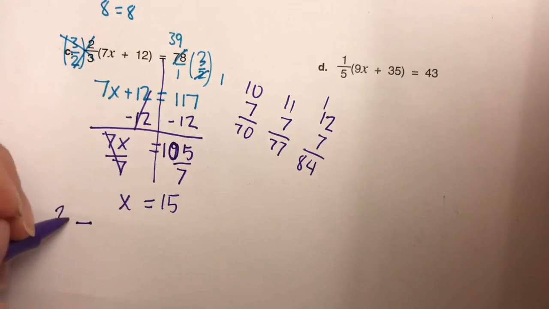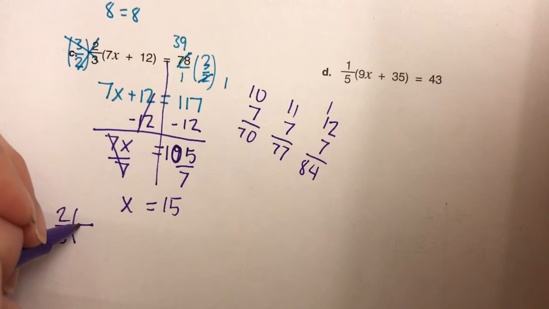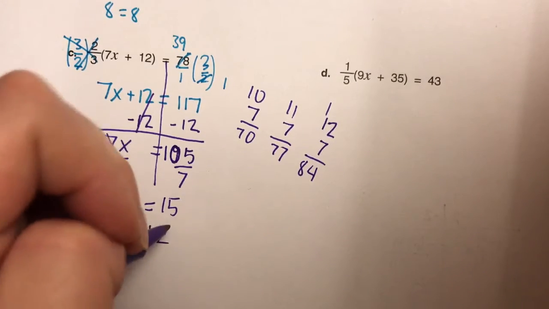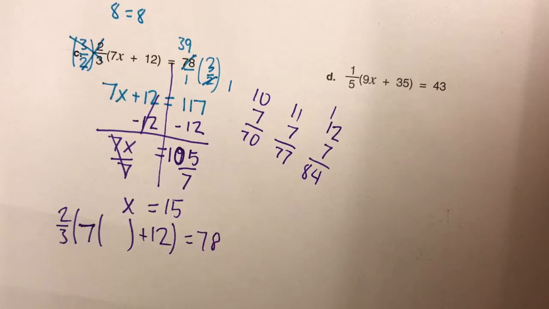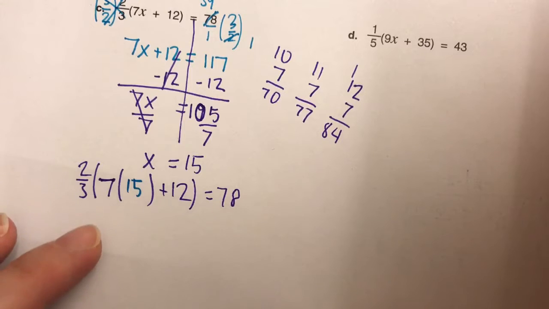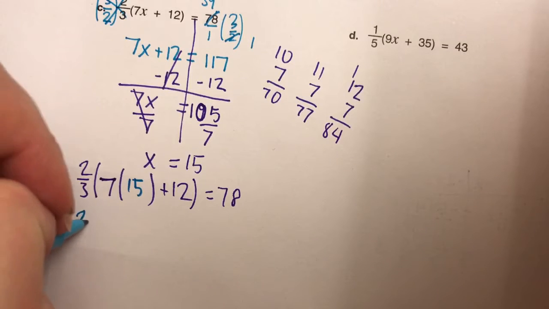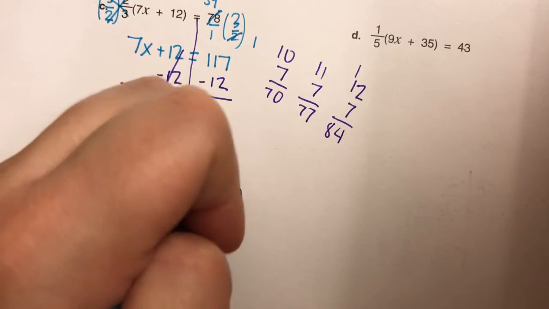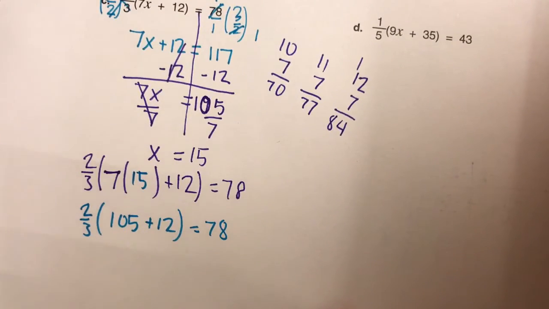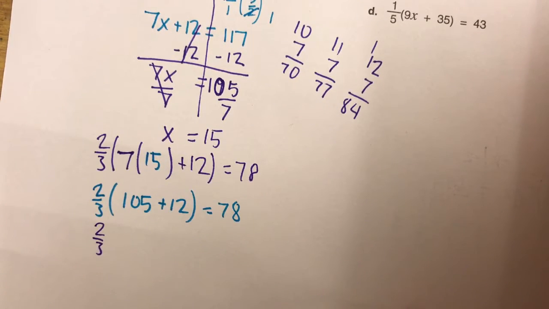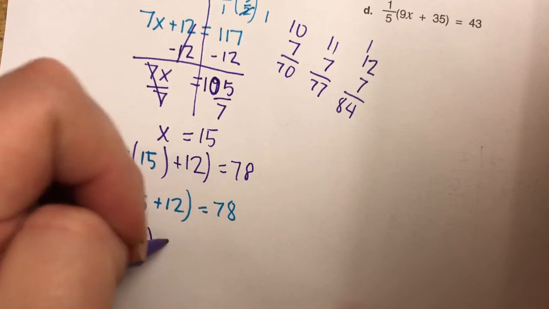So I have 2/3 parentheses 7, and then I'm going to put parentheses here where the 15 is going to go, plus 12 should equal 78. And I'll plug my 15 in right here, and let's go ahead and do some simplifying. So 7 times 15, just double check that on my calculator, is 105. So I'm going to bring this down 2/3, and then we'll replace this with 105 plus 12 is equal to 78. And then I have 2/3 of 105 plus 12 ends up being 117 equals 78.